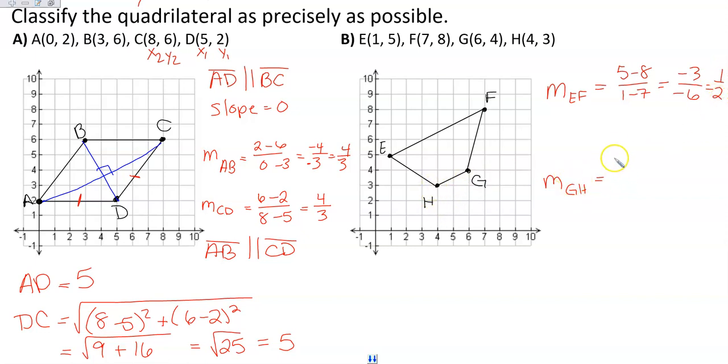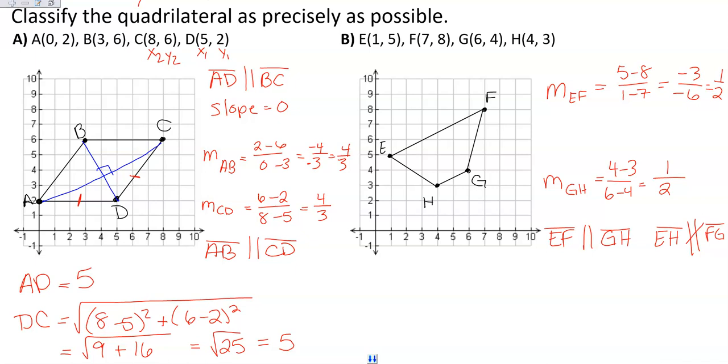All right, if I look at GH, same thing. We're going to do y's on top, so 4 minus 3 over 6 minus 4. 4 minus 3 is 1. 6 minus 4 is 2. I have a slope of 1/2. So I know that EF is parallel to GH. And I know that EH is not parallel to FG. So that tells us it's not a parallelogram. All right, we know at this point that we have a trapezoid.